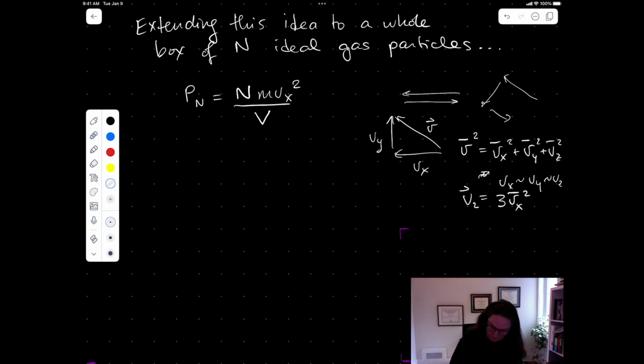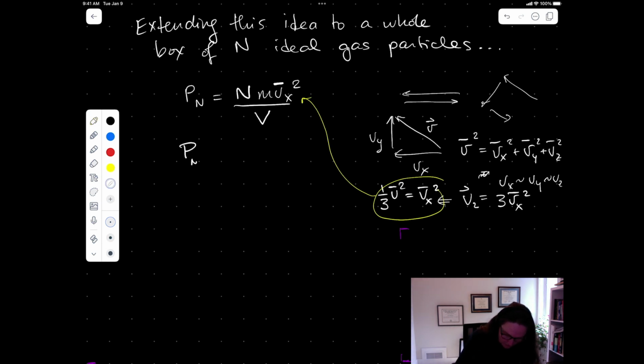And finally, we can replace the vx squared, the average, it's going to be the average speed here now with n particles. It's going to be 1/3 of the full velocity v squared. Okay, so I'm going to take this and I'm going to substitute this in up here.